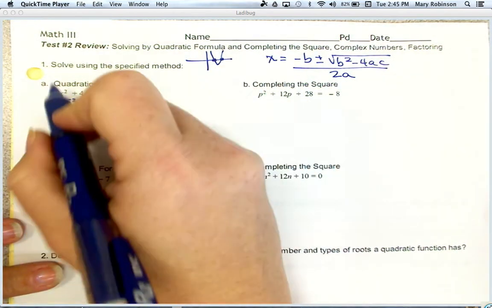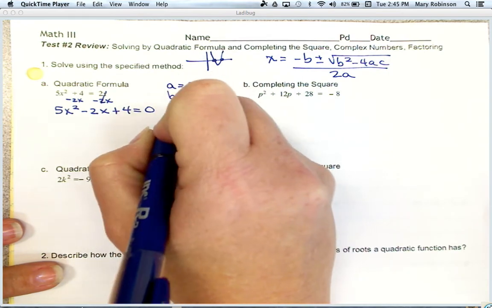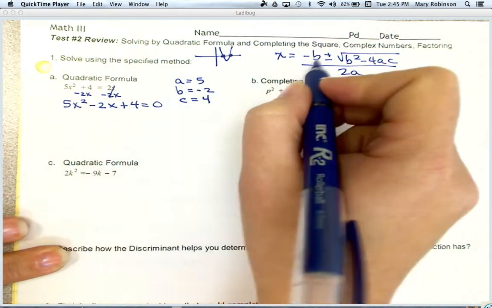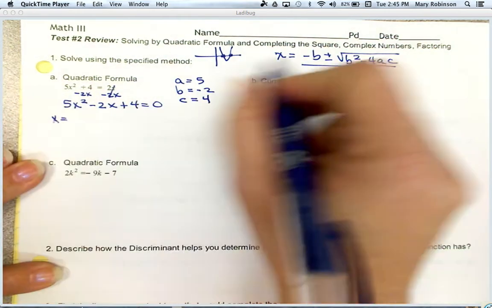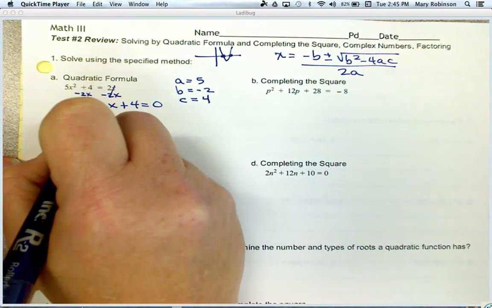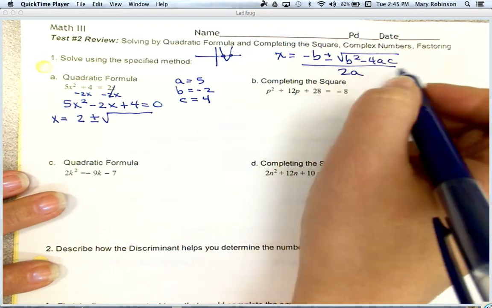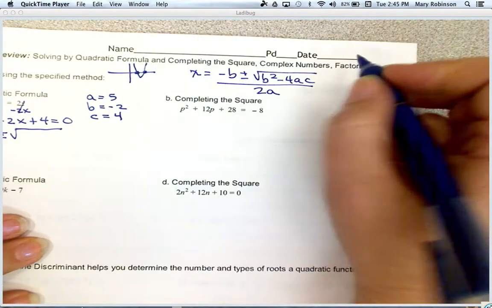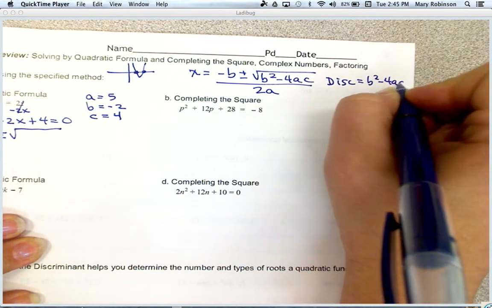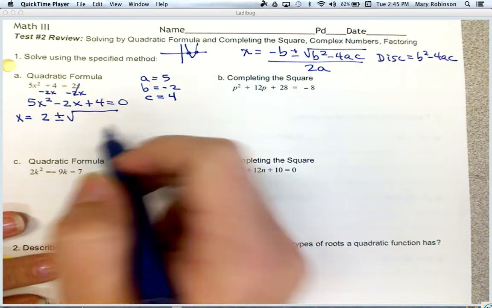For 1a here, our a value is 5, our b is negative 2, and our c is positive 4. So we're going to start by substituting in here. x equals the opposite of b. Well, the opposite of negative 2 is positive 2, plus or minus the square root of b squared minus 4ac. Remember, you learned that your discriminant is your b squared minus 4ac. I recommend finding that and then plugging it into here in your calculator.